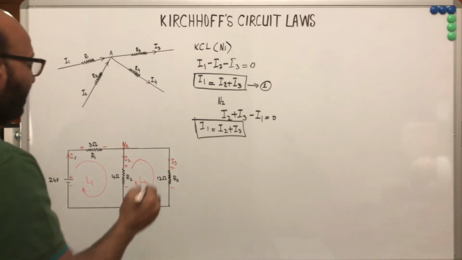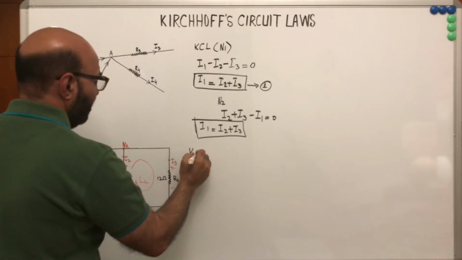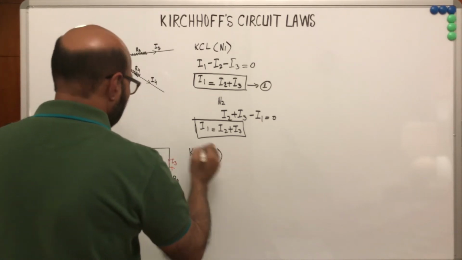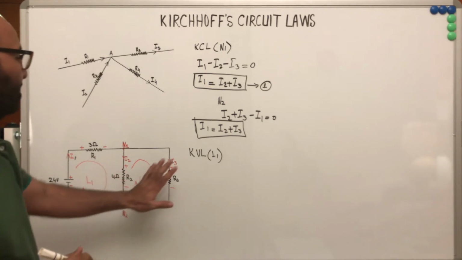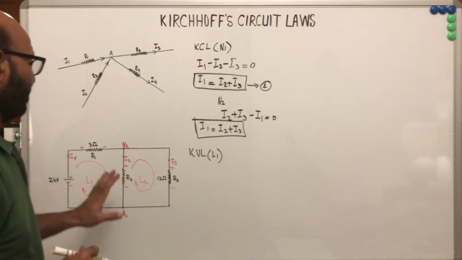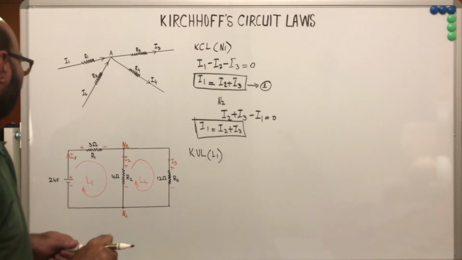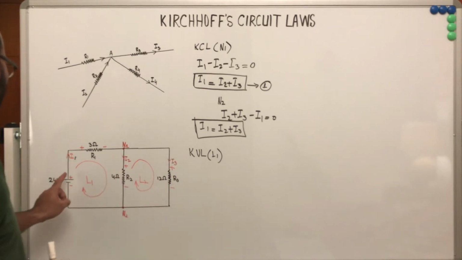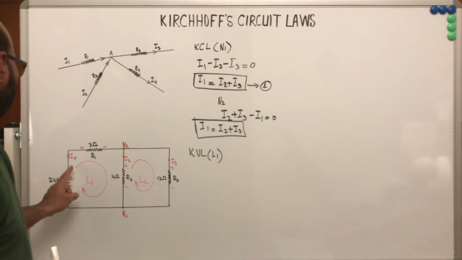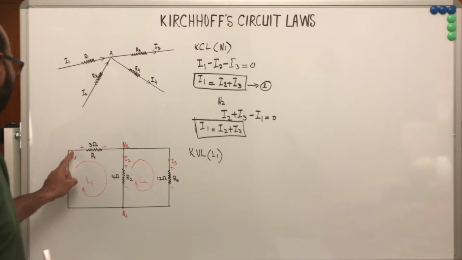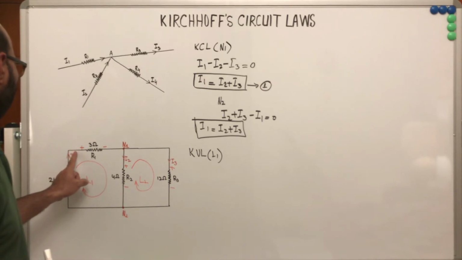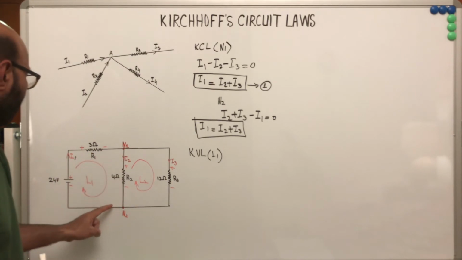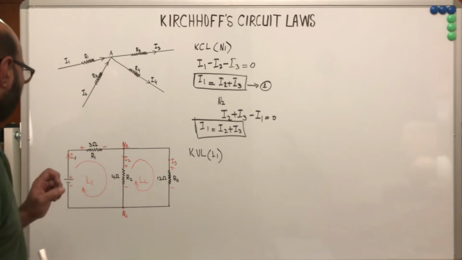Now we will apply Kirchhoff's voltage law for loop 1. Before we start creating the equation for loop 1, let's consider some important points that will be helpful in writing this equation. We can take any starting point. For example, I1 will move from here to here and then we'll come back towards this.